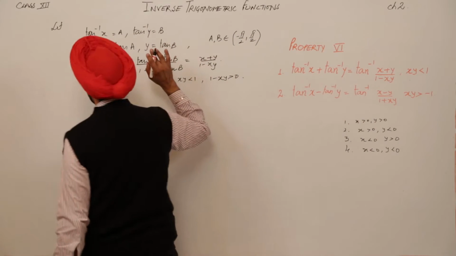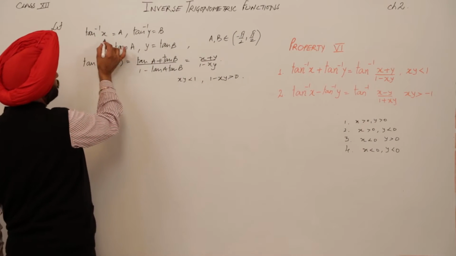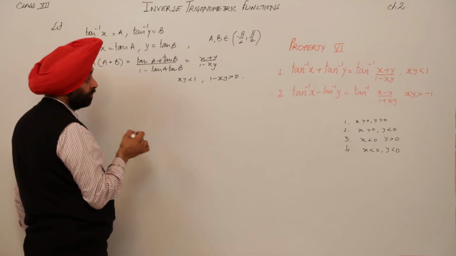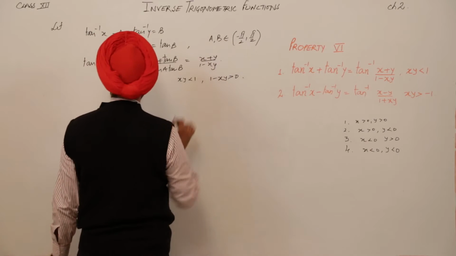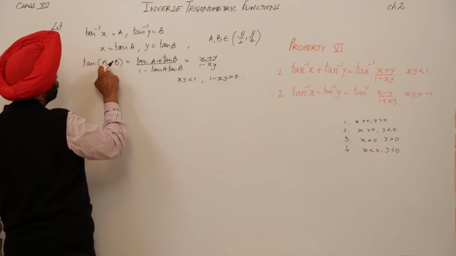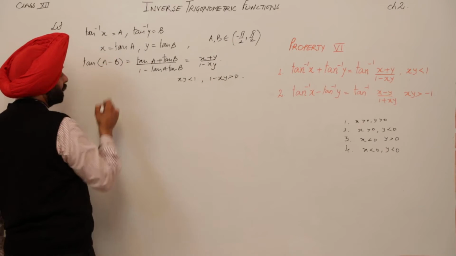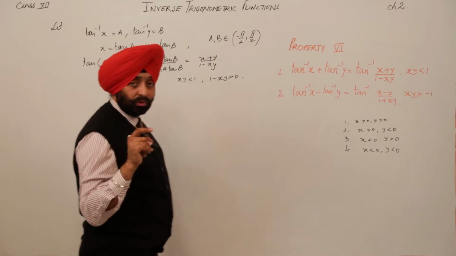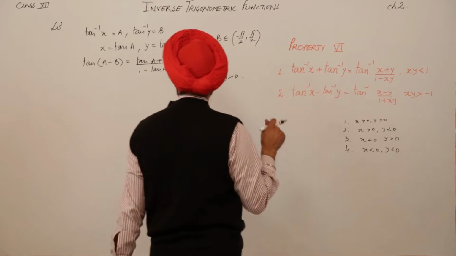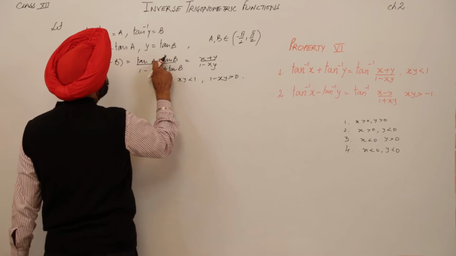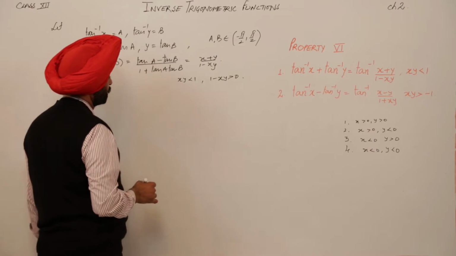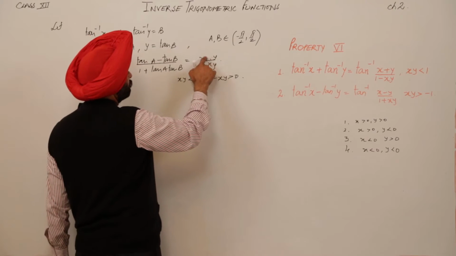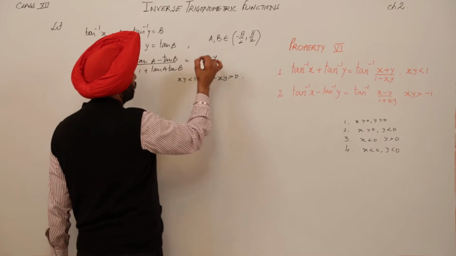The same thing we are using: let tan inverse x equal to a, tan inverse y equal to b, so x is equal to tan a, y is equal to tan b, and a, b belong to minus pi by 2 comma pi by 2. Now here we have tan(a minus b) is equal to, what was the formula you did in class 11th? The formula was (tan a minus tan b) upon (1 plus tan a tan b). Similarly here also we are getting this one.